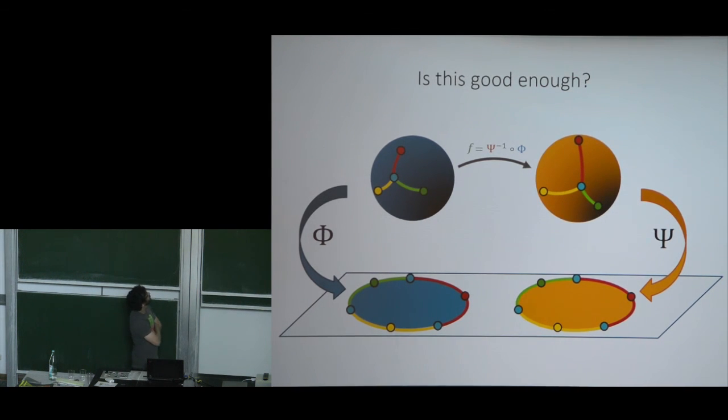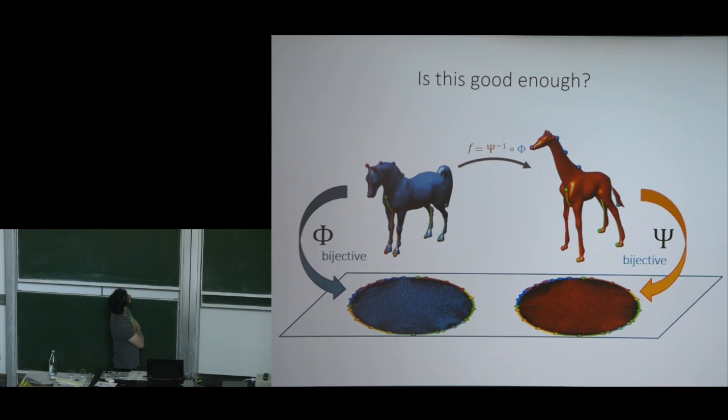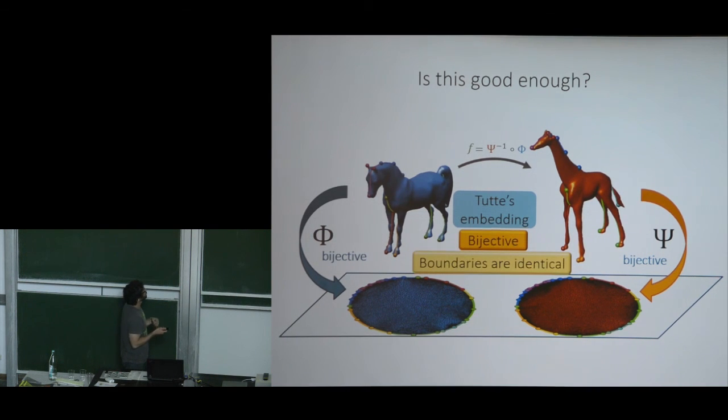The question is, is this good enough? This is a very simple method, and as we noted, people have been using it for a long, long time. But let's try to see how it works on a real example. We take our two meshes and map them into the plane. We use Tutte embedding, which of course gives us both the things we want. It's bijective, and we can prescribe the boundaries, so we can make sure that the two boundaries have exactly the same image in the plane.